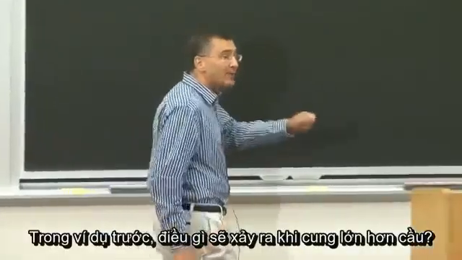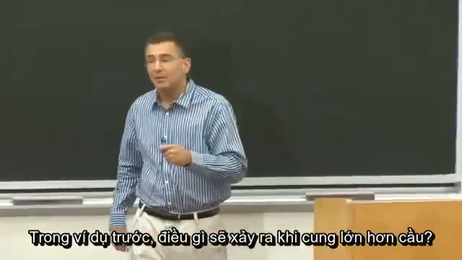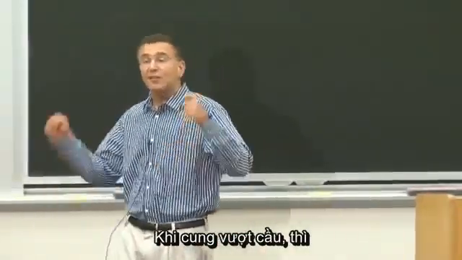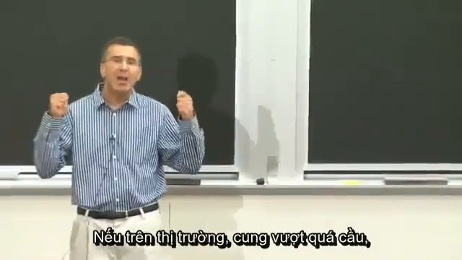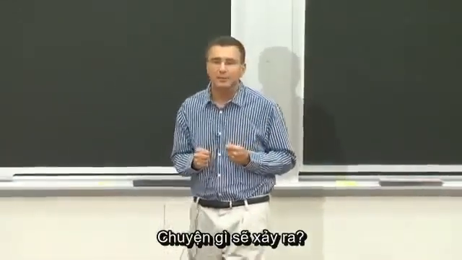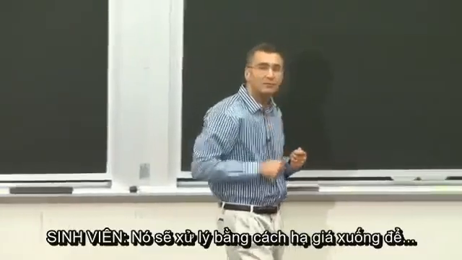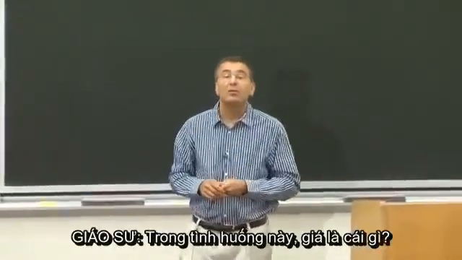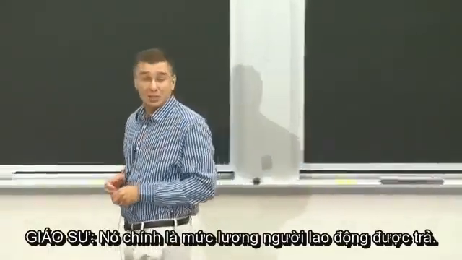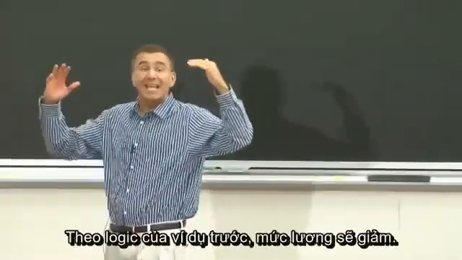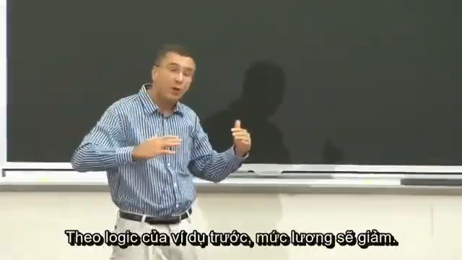Now, in our previous example, what would happen if there's excess supply? Well, let me ask you. If there's excess supply in a market, how would the market equilibrate? What would happen? Yeah? Lower the price so that the... In this case, the price is what? The wage. The wage. So exactly. In our previous example, the wage would fall.